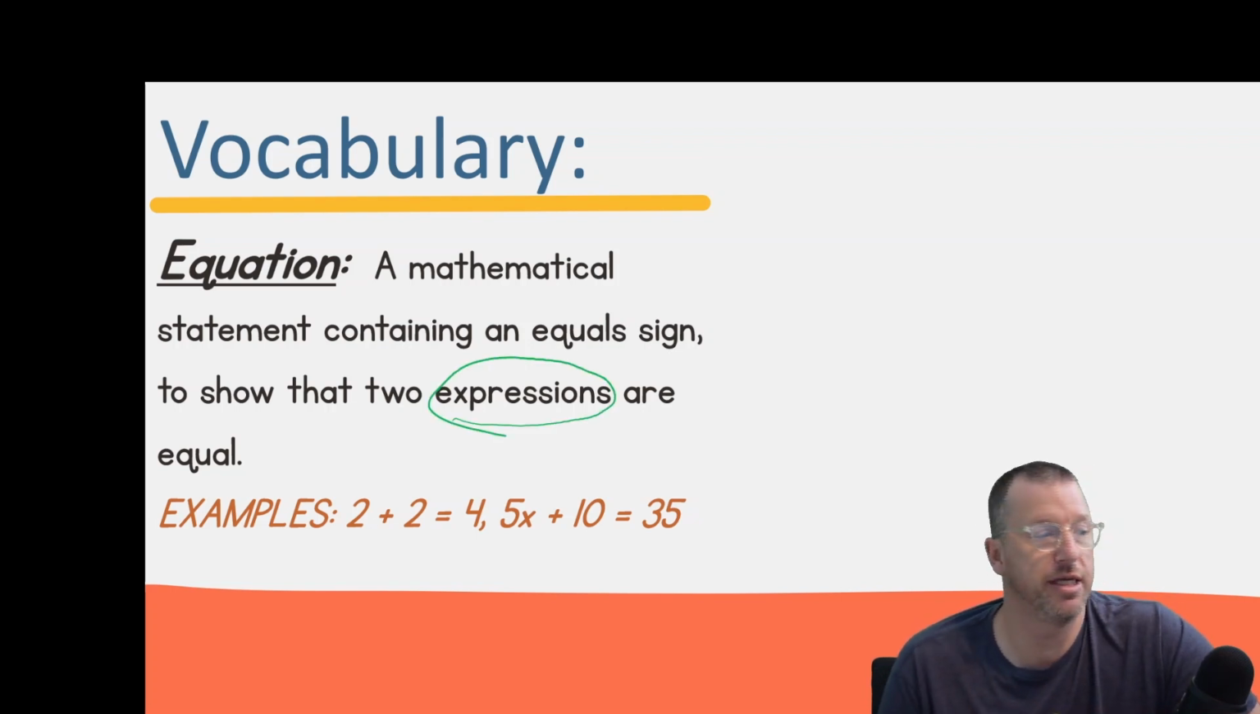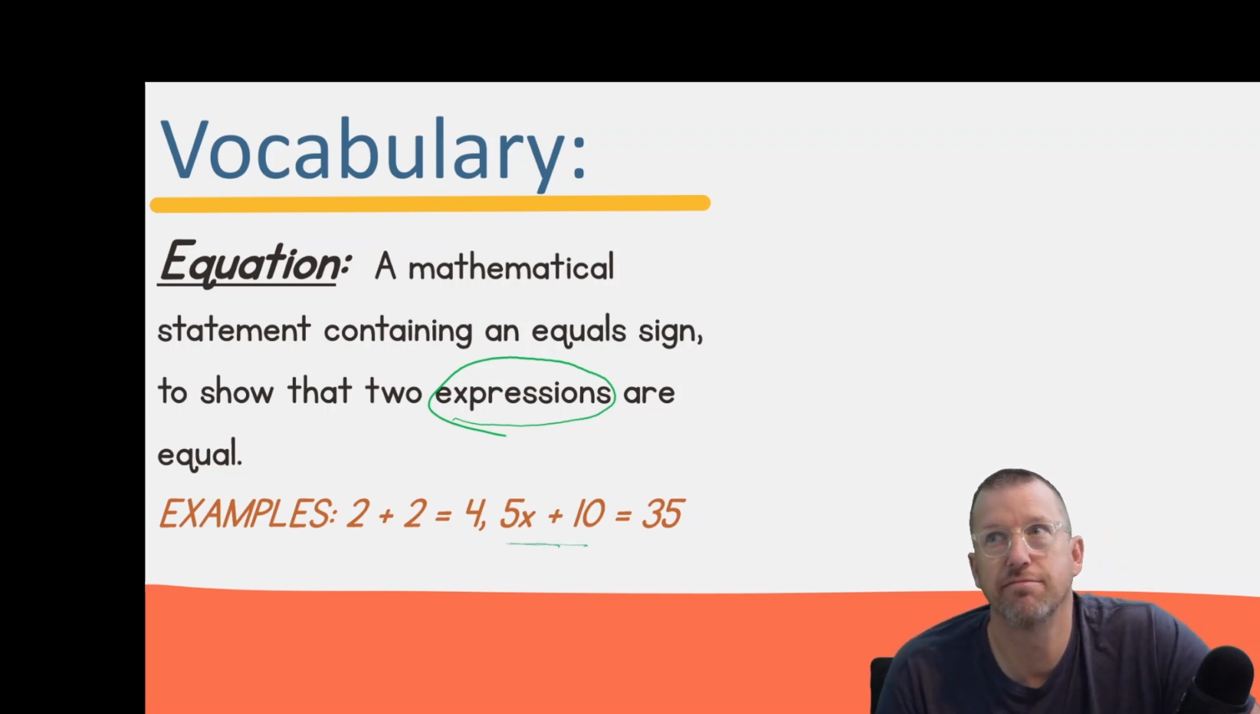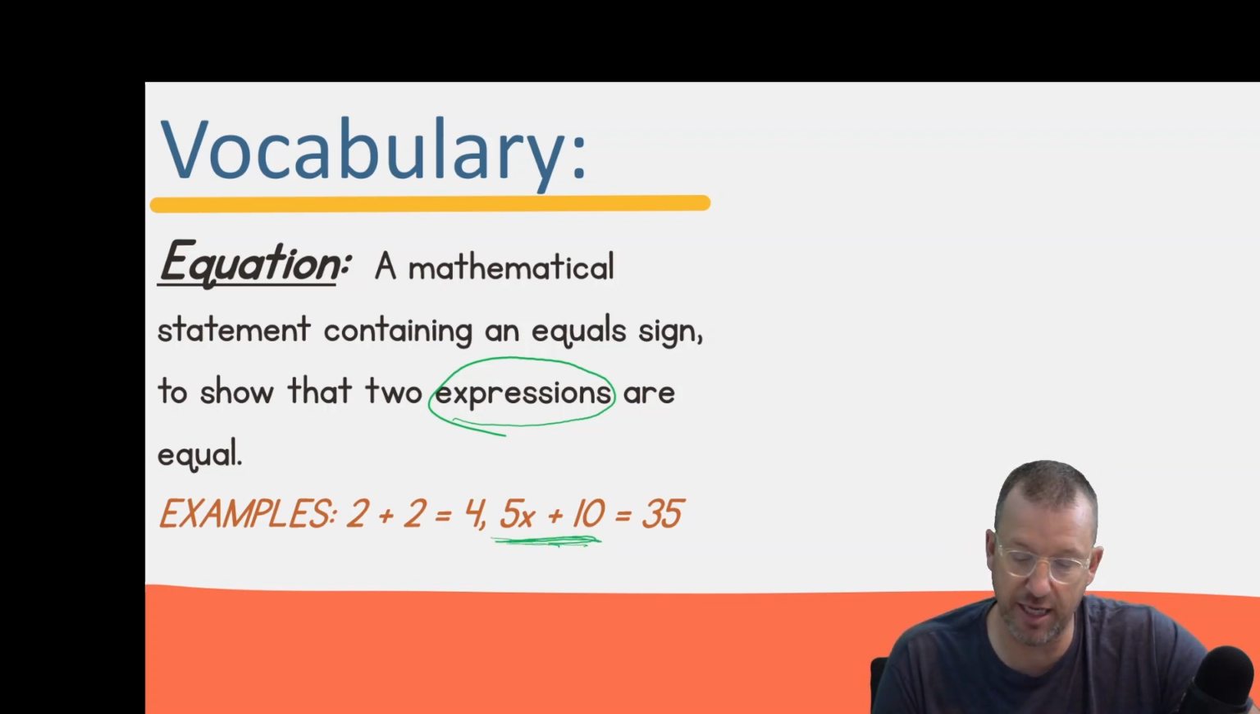An expression would be like a series of math operations. So 5x plus 10, that's an expression, because it does not have an equal sign. It's adding or subtracting or multiplying. It's using the operations to do a math problem, but it does not have an equal sign.